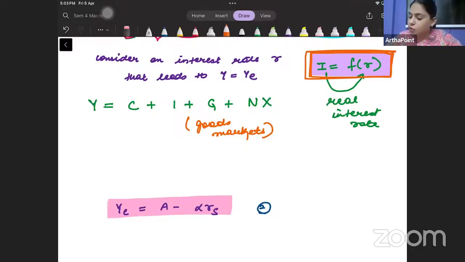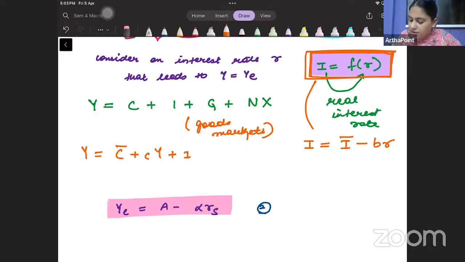ठीक है? And if you remember, हमने ऐसा कुछ लिखा था that I is equal to I bar minus b r, but यहाँ पे r real interest rate होता है. Investment is always a function of real interest rate. Okay. Now, beta, I can go ahead and write this as Y is equal to C bar plus cY plus I bar minus br plus G bar plus NX.